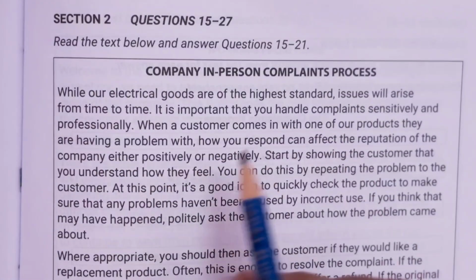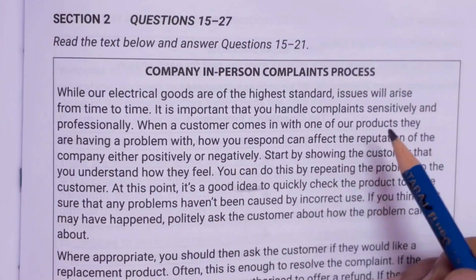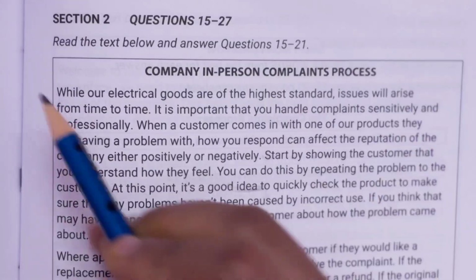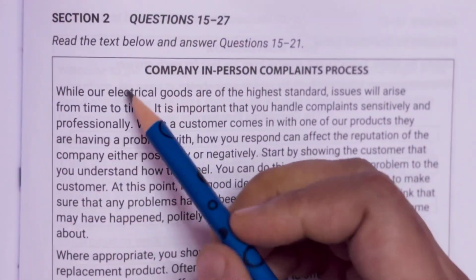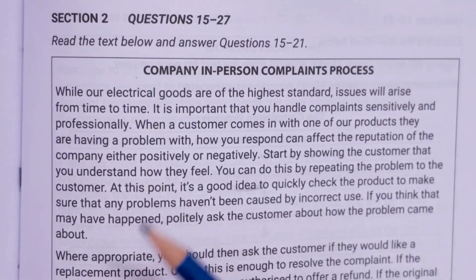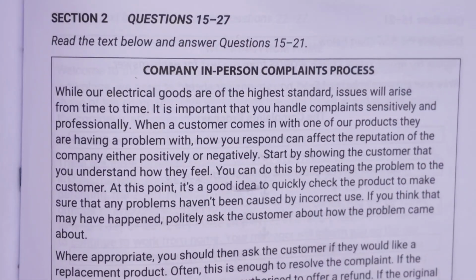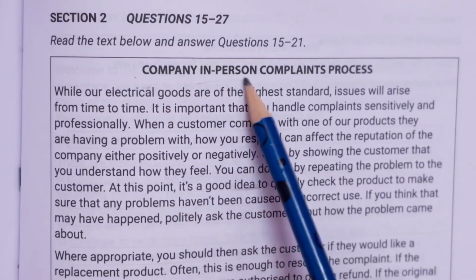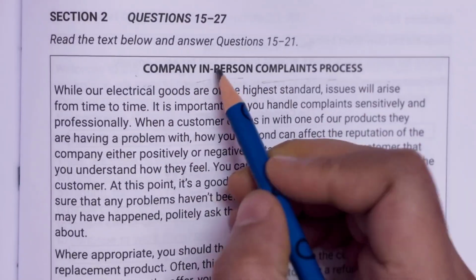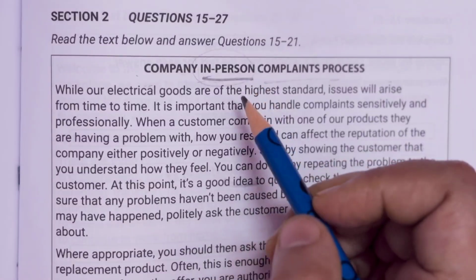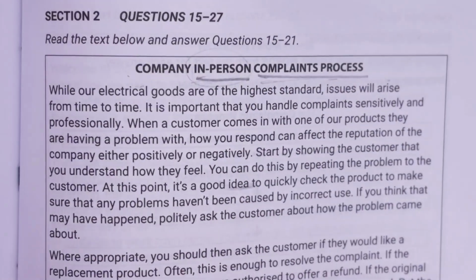Hi friends, today we are going to cover IELTS General Training Volume 1, Test Number 1, Section 2. In this video, we will be covering two passages of Section 2, and as we had discussed, we will be covering two short work-related passages. The first passage is about company in-person complaints process. So in-person means you're complaining about somebody face-to-face. And how does this process work?